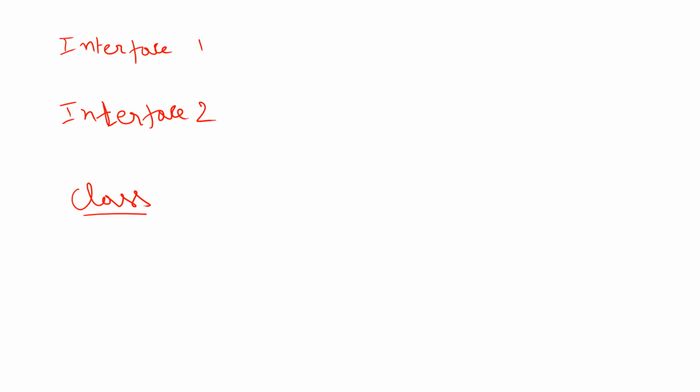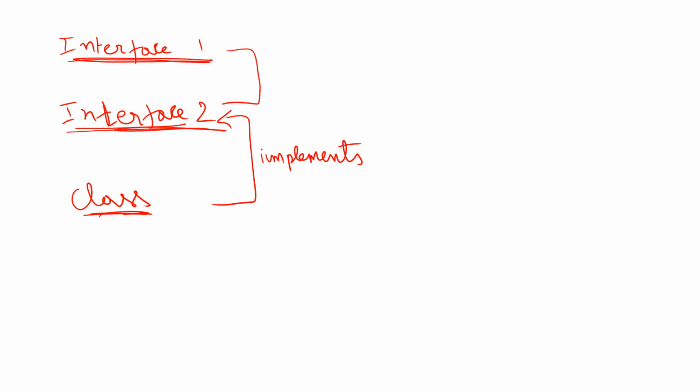Now let us say we have two interfaces. One is interface 1 and another one is interface 2, and we also have a class here. When we want to get the methods of this interface to the class, we will implement it. We use the implements keyword. But let's say we want to get these methods of interface 1 into interface 2. We should not use the implements keyword here. We should use the extends keyword here.